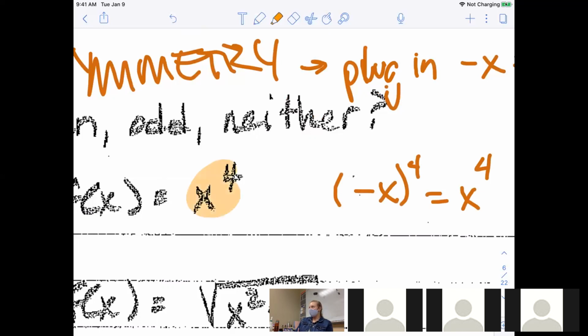This is the function I started with. This is the function I got when I plugged it in. Are those the same? Those are the same. This is an even function.